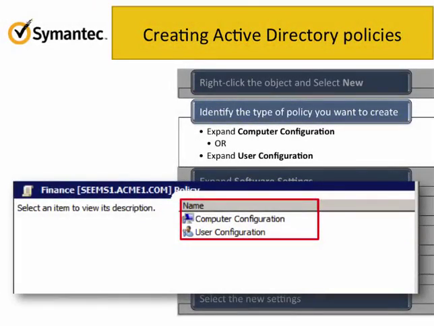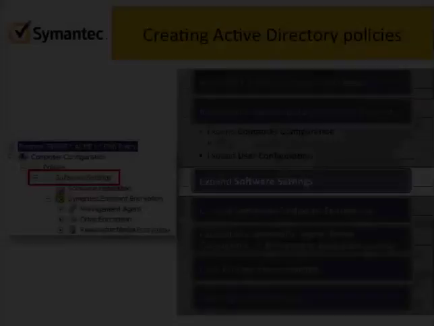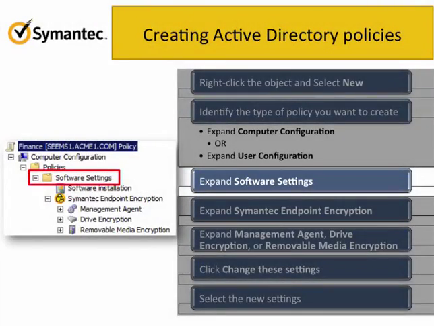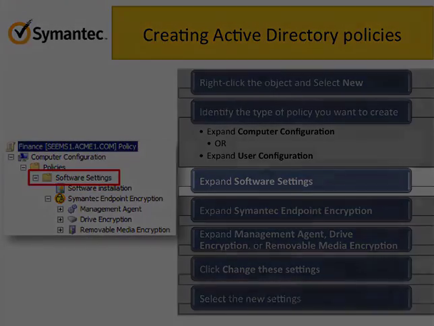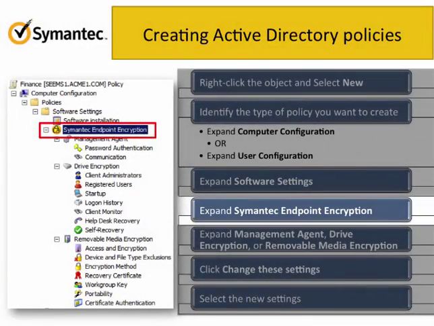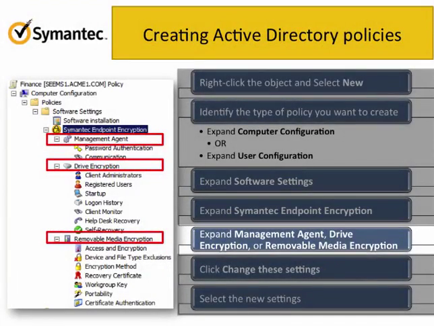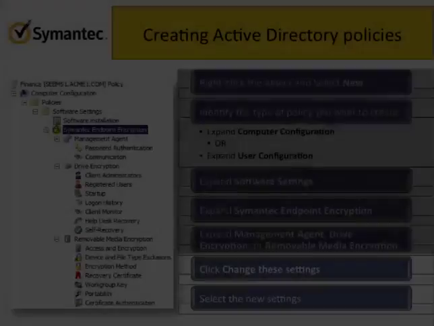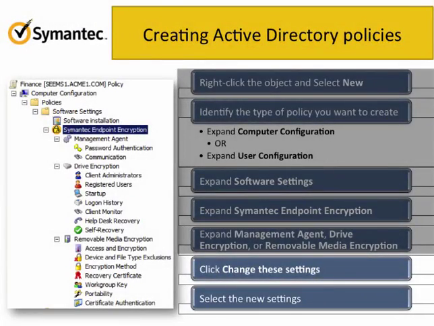We can define the type of policy we want to create, either a computer configuration or a user configuration. From there, we expand the software settings and expand Symantec Endpoint Encryption. At that point, we can either select the management agent, drive encryption, or removable media encryption. At this point, we select Change these settings, and we select our new settings.